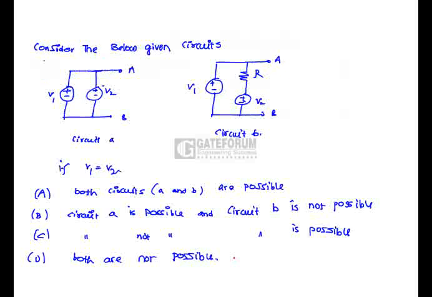In the below given circuits, if V1 is equal to V2, both circuits are possible. Hence option A is correct, because in circuit B, this is V1 and this is V2. Whatever may be V2, this circuit is going to be possible. But in the case of circuit A, if V1 and V2 are not equal, circuit A is not going to be possible. But the case given in the question is V1 equals V2, hence both circuits are possible. That is, option A is correct.